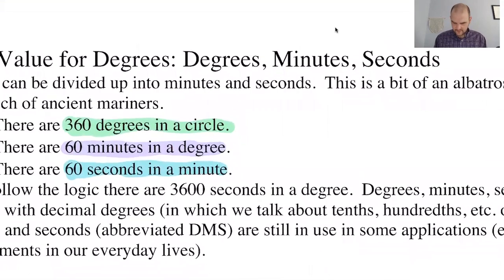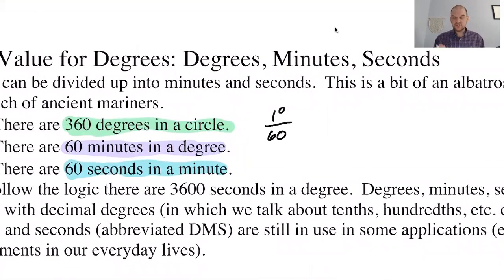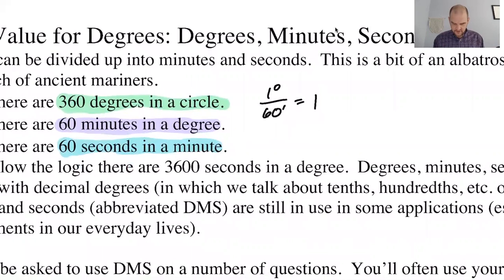So basically, you could say that 1 degree divided by 60 minutes is a single tick mark, is 1. Just the number 1. And then also, you could say that 1 minute divided by 60 seconds is equal to 1. Degrees to minutes to seconds.